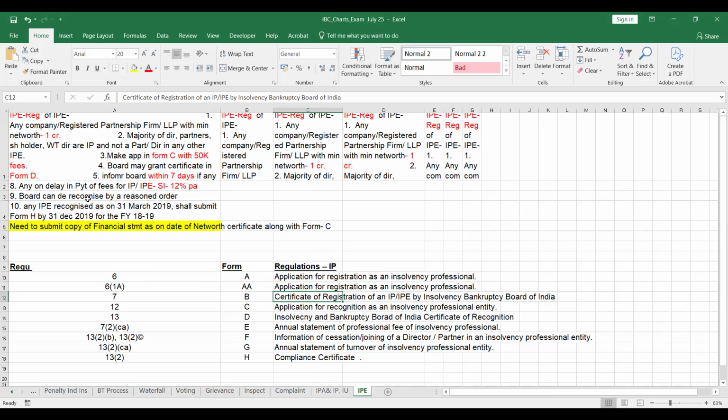Annual Statement of Professional Fees is in Form E. Information of cessation or joining as a director or partner in an IPE is to be given in Form F. Then Form G is for Annual Statement of Turnover of the IPE. And Form H is the Compliance Certificate.